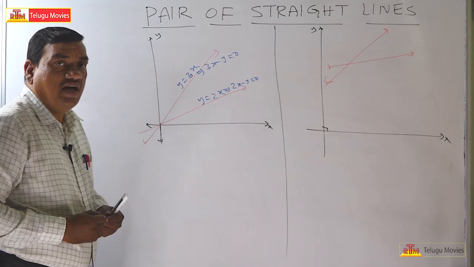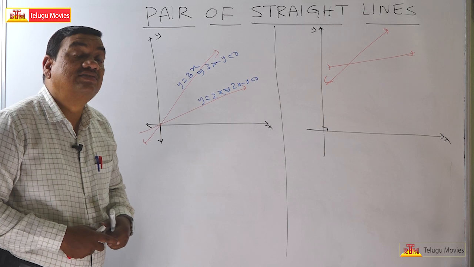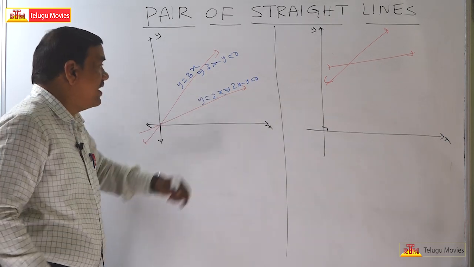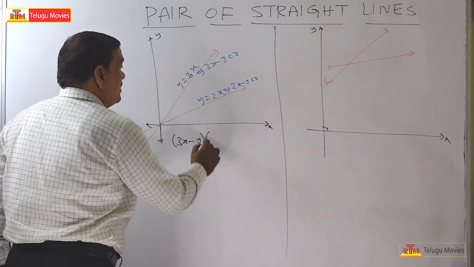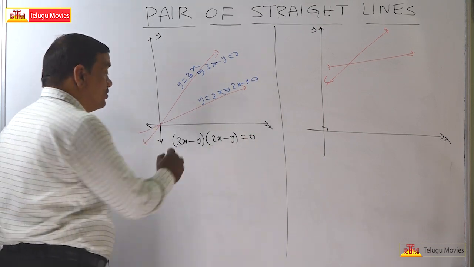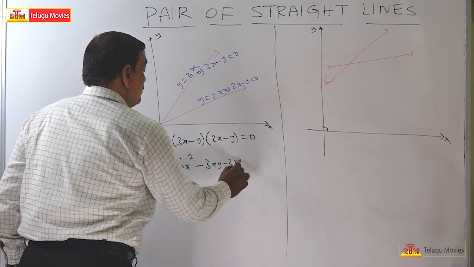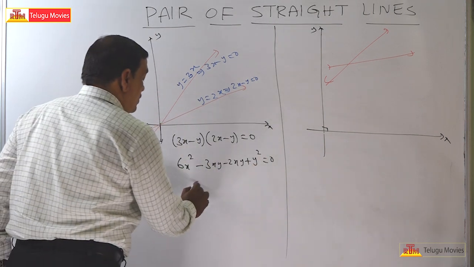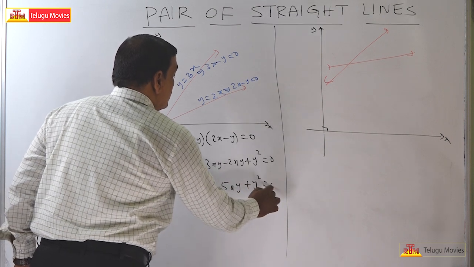Now, we explained that the product of these two lines will give the combined equation. So let us multiply this. So this is equal to (3x minus y) into (2x minus y) is equal to 0. Multiplying, this is equal to 6x square minus 3xy minus 2xy plus y square is equal to 0. So this is 6x square minus 5xy plus y square is equal to 0.